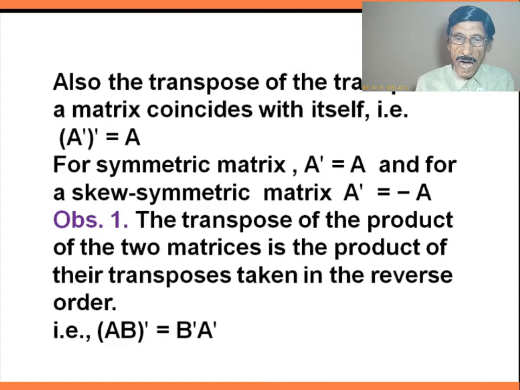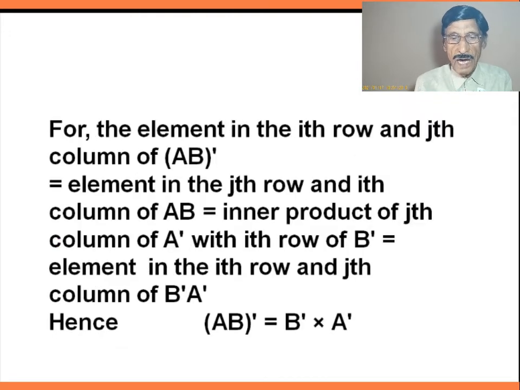For the element in the ith row and jth column of transpose of AB is equal to element in the jth row and ith column of AB, which is equal to inner product of the jth column of A dash with the ith row of B dash. This is equal to element in the ith row and jth column of B dash A dash. Hence, transpose of AB is equal to transpose of B by transpose of A.